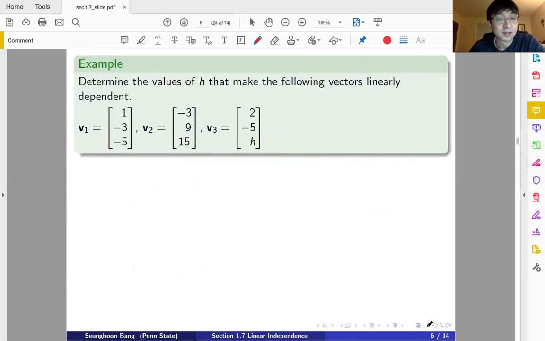The next is to determine the value of h that makes the following vectors linearly dependent. So what does it mean? We have a free variable, same. You can change it to the augmented matrix, same.